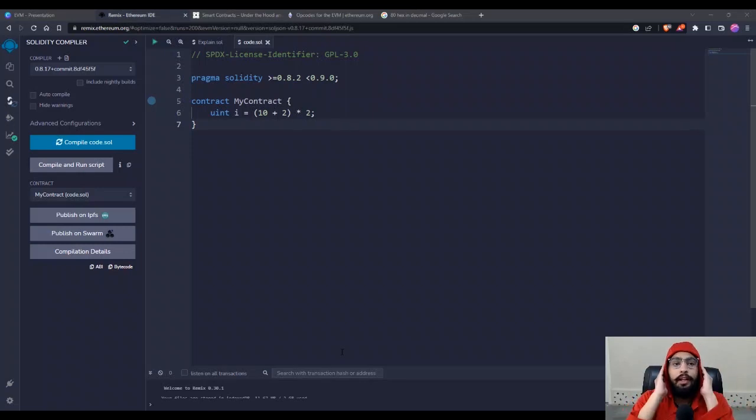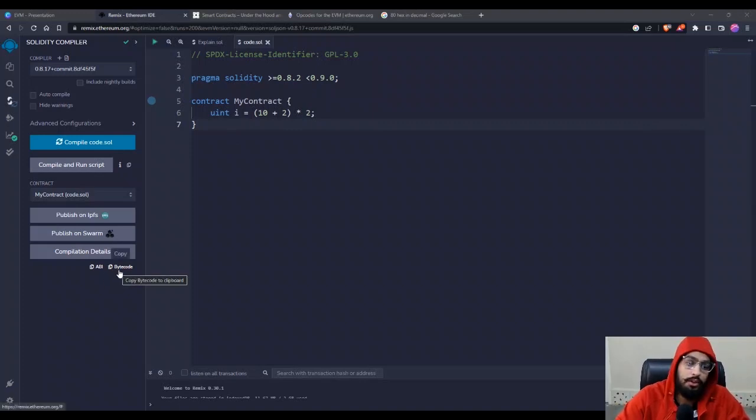Okay, so here I am on the Remix Ethereum IDE, and I have written a small and very simple smart contract. That is my contract name, my contract, where I have declared an unsigned variable, which is adding 10 plus 2, and it is multiplying it by 2, right? So the goal here is just to understand under the hood how your Solidity smart contracts work with the EVM and what is happening under the hood. So the goal is to keep it simple.